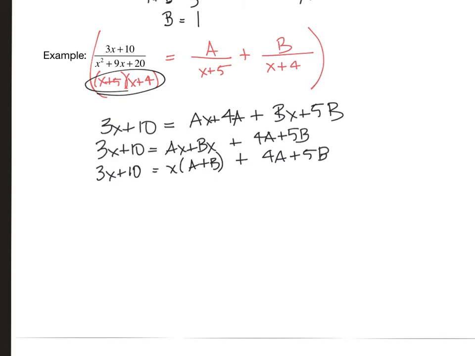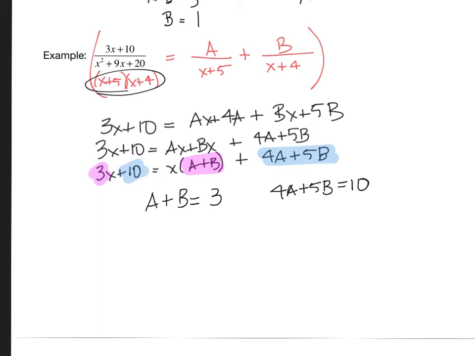Sorry, that's a capital B. All right, and again, I'm going to grab a highlighter to show you what's equal. This coefficient for x has to equal 3, and this constant has to equal 10. So let me write that up. A plus B has to equal 3, and 4a plus 5b has to equal 10.